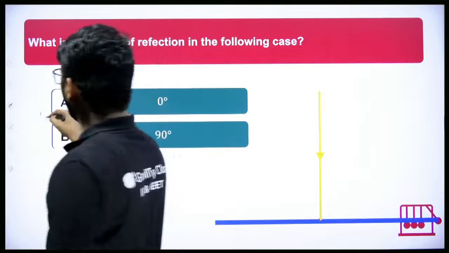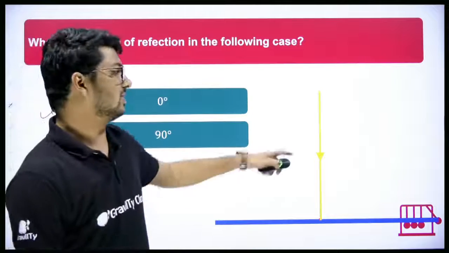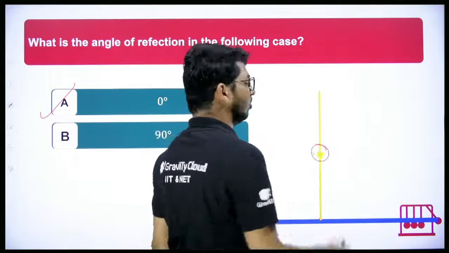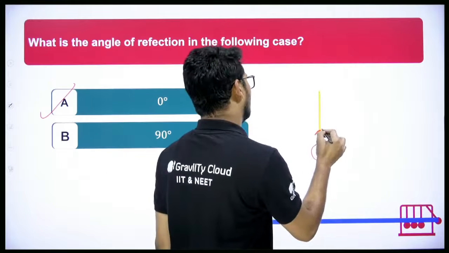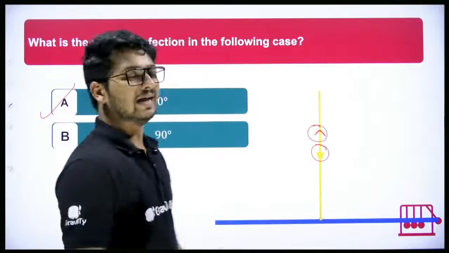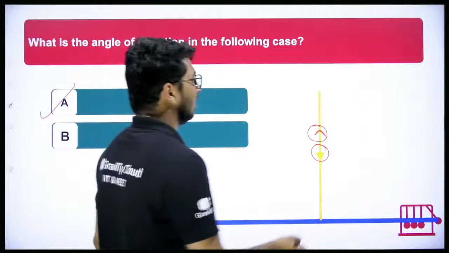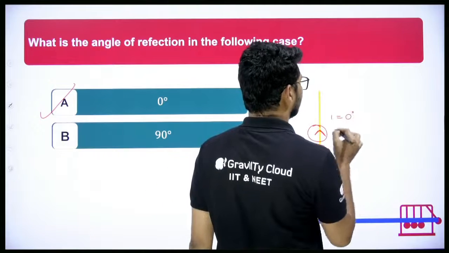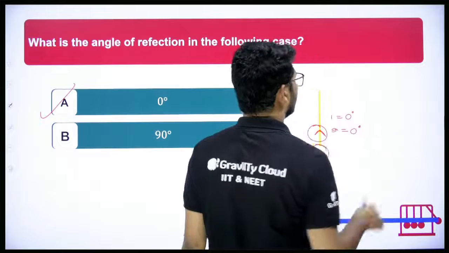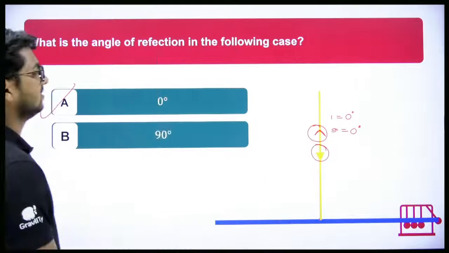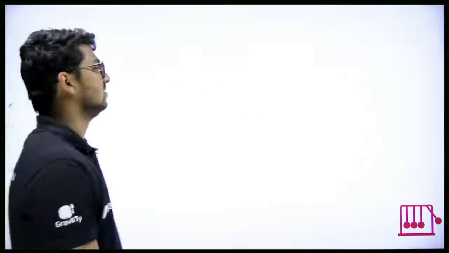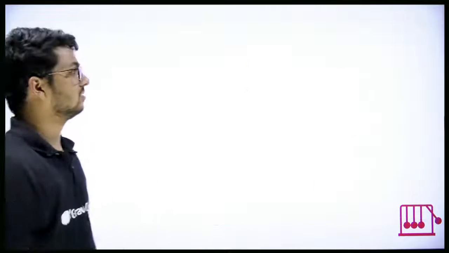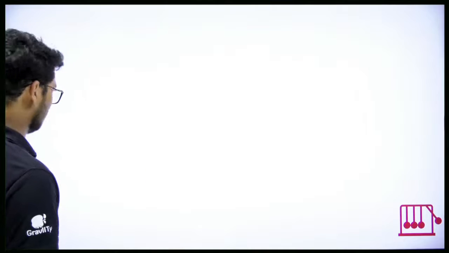The answer is 0 degrees. Why? Because see, this is the incident ray. The arrow is shown. How will the reflected ray be? The reflected ray will also be in the same direction. It will be upwards. I is equal to 0 degrees. R will be equal to 0 degrees. That's it. And what is this case called? This case is called normal incidence. Clear? Good.